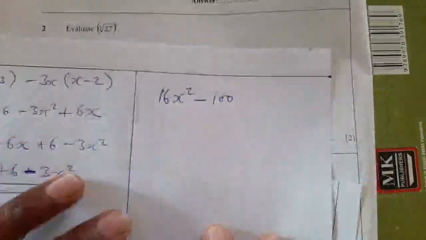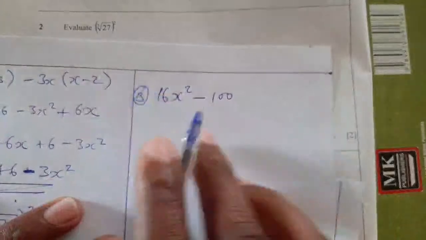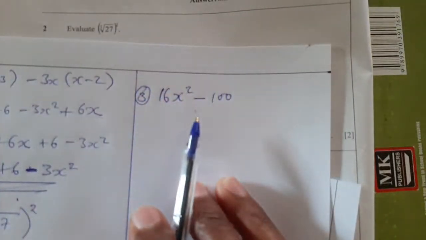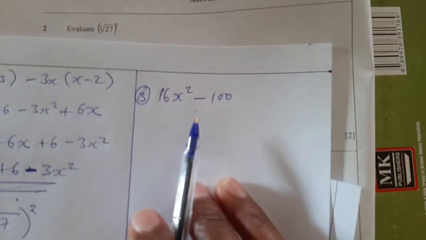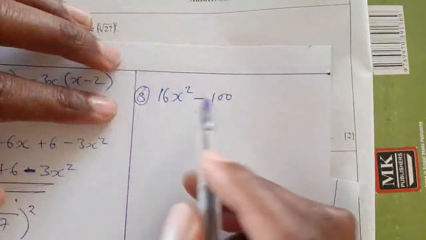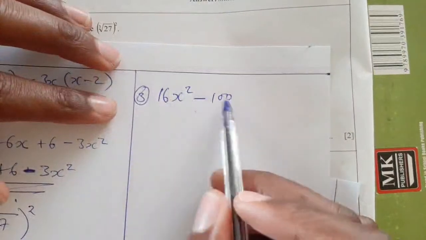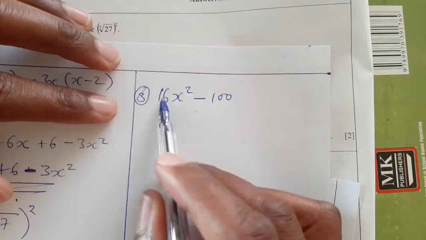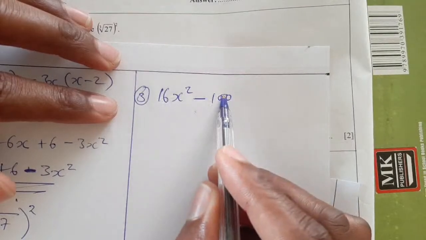Such questions, no need for you to start panicking. Such questions mean you need to use the difference of two squares. Sorry for the sound that you're hearing. So here we're going to use the difference of two squares. But first of all, we need to find what is common. It needs to be simplified before we can begin to use that.